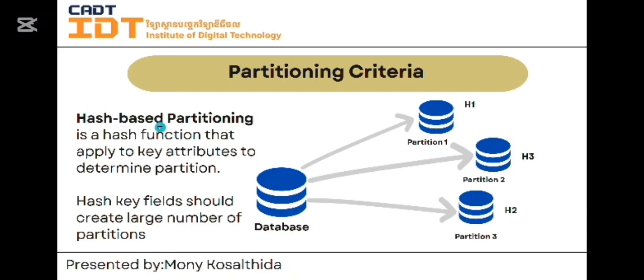Third is hash-based partitioning. It uses a hash function on a partition key to determine where data is stored. This helps distribute data evenly and avoid hotspots. For example, user records are assigned to partitions using a hash, ensuring balanced storage.